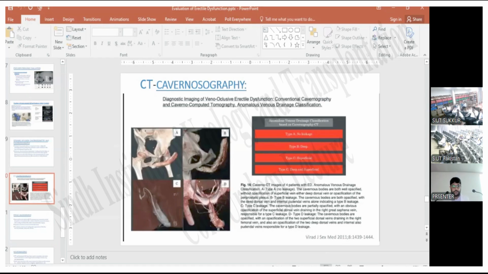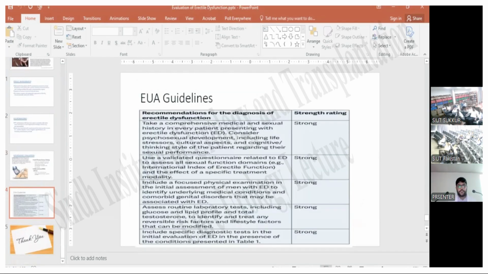The end slide is for the guidelines. EAU guidelines recommended for the diagnosis of erectile dysfunction: take a comprehensive medical and sexual history in every patient presenting with erectile dysfunction. Consider psychosexual development, including life stressors, cultural aspects, and cognitive thinking style of the patient regarding their sexual performance. Use a validated questionnaire related to erectile dysfunction to assess all sexual function domains, such as the International Index of Erectile Function, and the effect of a specific treatment modality.